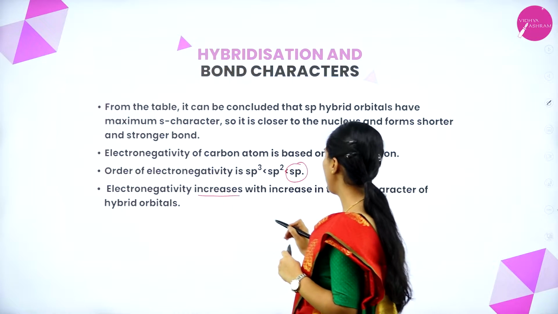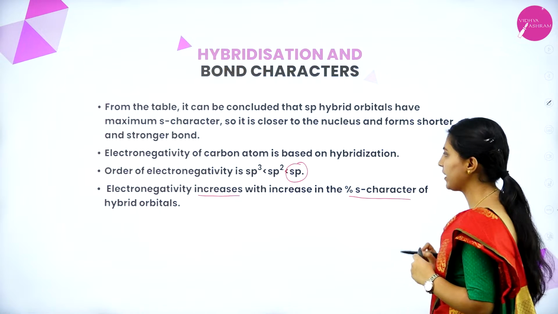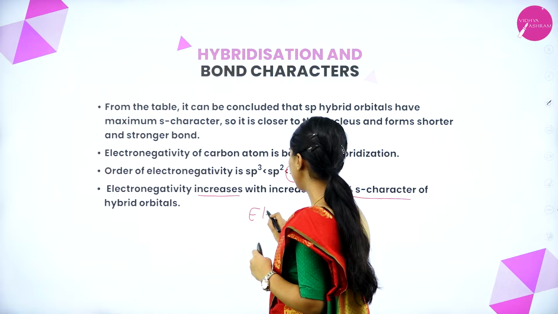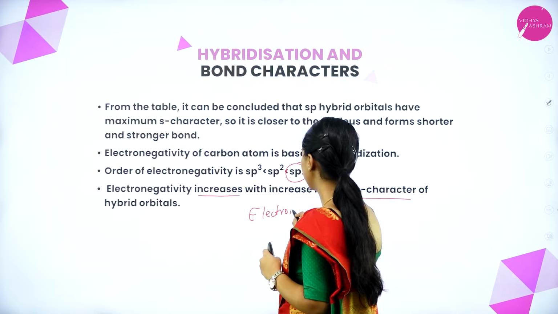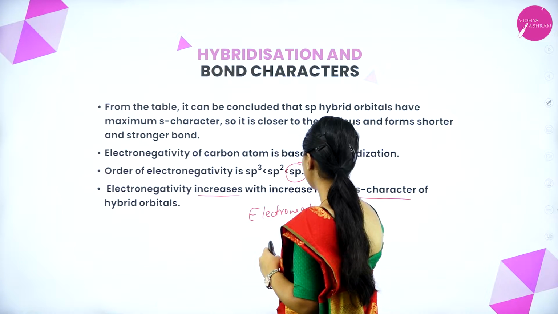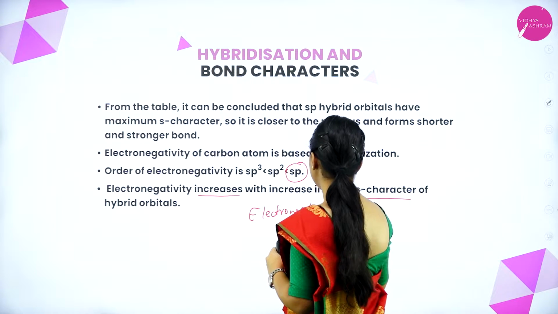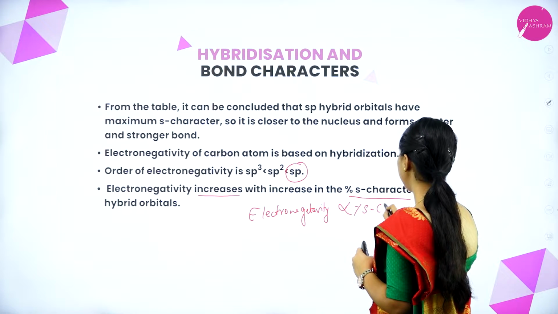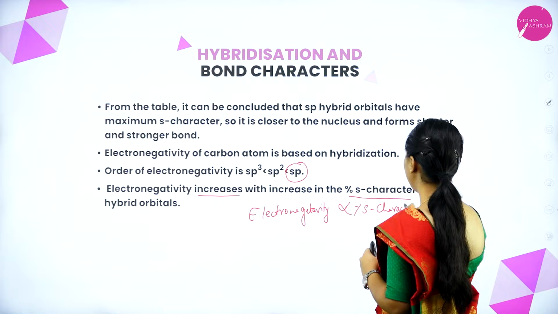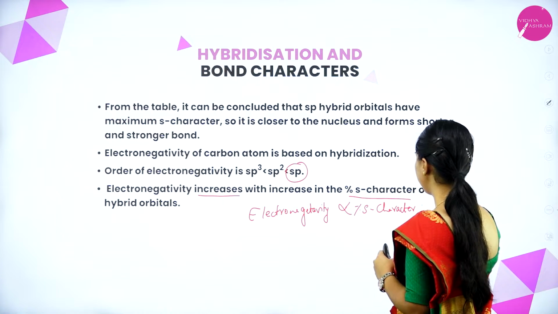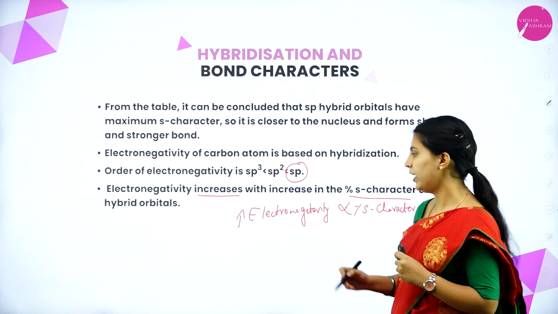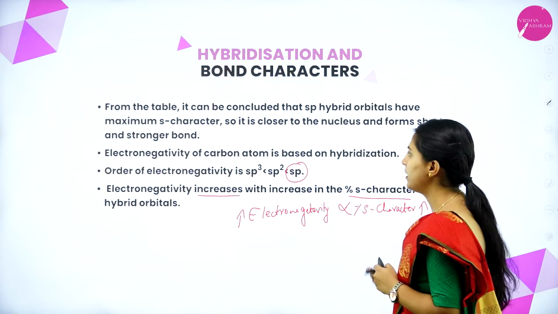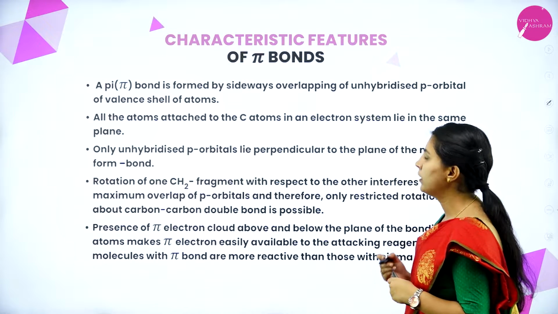Electronegativity increases with increase in the percentage of s character of hybrid orbitals. What will we say? Electronegativity is directly proportional to the percentage of s character. When s character increases, obviously electronegativity increases. This is directly proportional to one another. This is about the hybridization and bond characters.